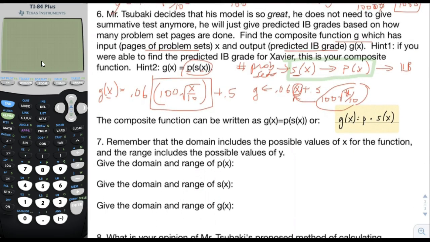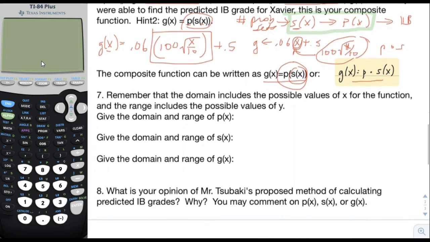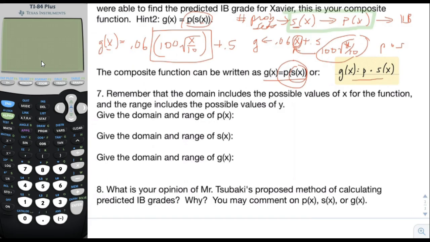Okay. So the composite function can be written as this. First you do S, and then you do P on top of that. Or you can write it like that, which is a P, and then there's a little open dot S. Remember that the domain includes the possible values of x for the function, and the range includes the possible values of y. So give the domain and range of P.